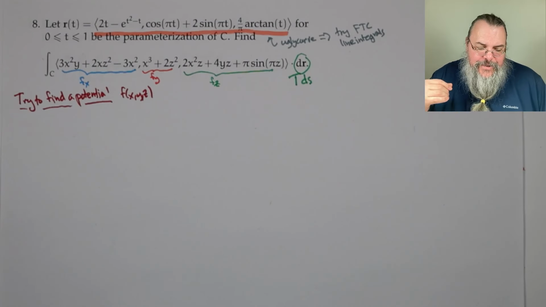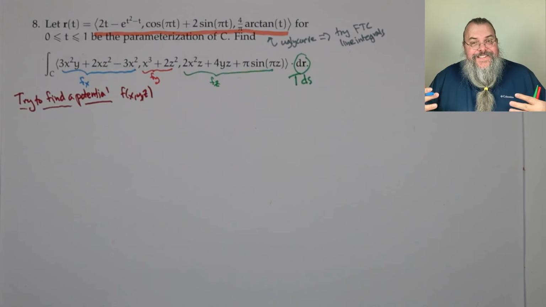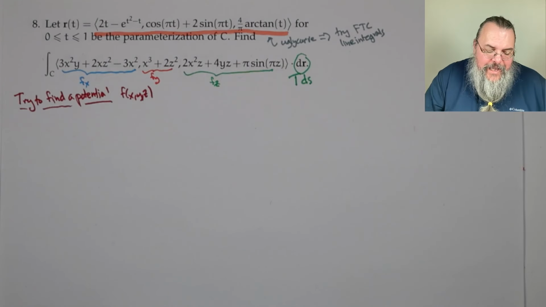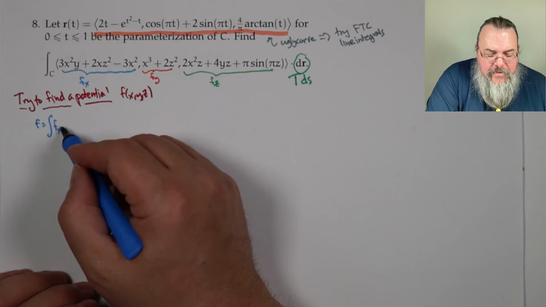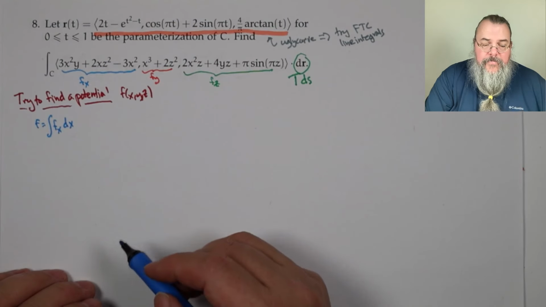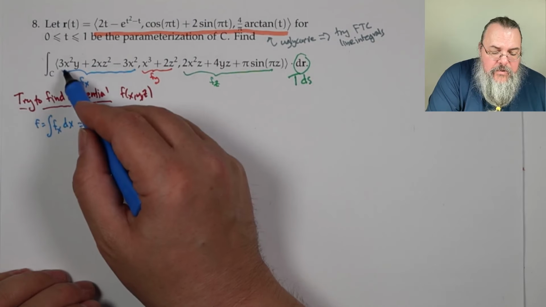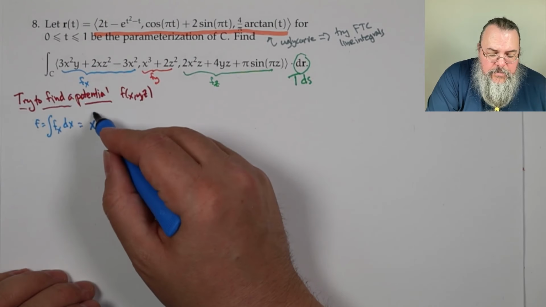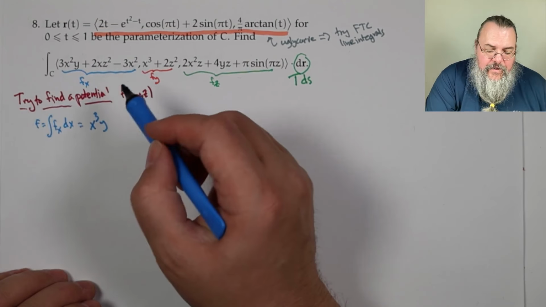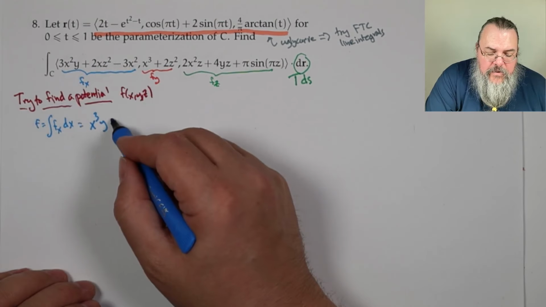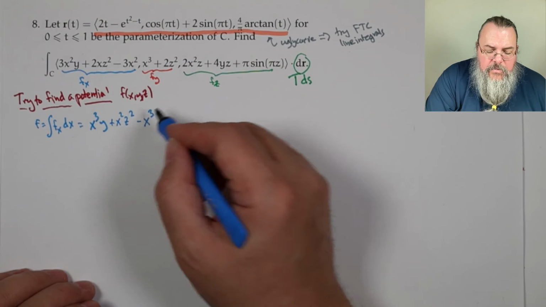So here's how I do it, and I think it works pretty well, especially if you know it's going to work. You say, well, hey, I can find f by integrating f sub x dx. So we're going to integrate this first part with respect to x. We say, all right, well, integral here, that's x cubed y. So we're treating the x as variable, everything else is constant, plus x squared z squared minus x cubed.